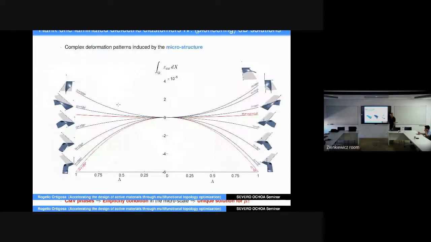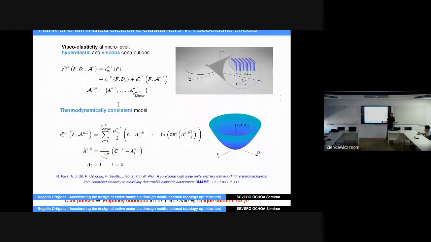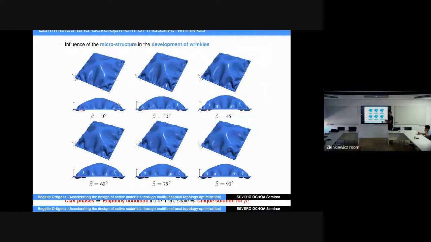Okay, we also incorporated viscosity on each phase. We incorporated a thermodynamically consistent model with viscosity, with internal variables, and so on. And we actually played with the viscosity, with the relaxation times, and also with the orientation of the laminate in order to study the influence on the development of wrinkles on the material.